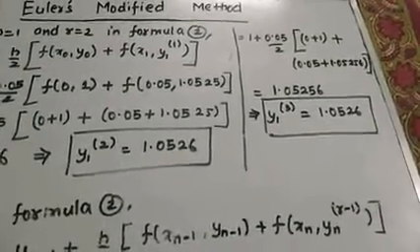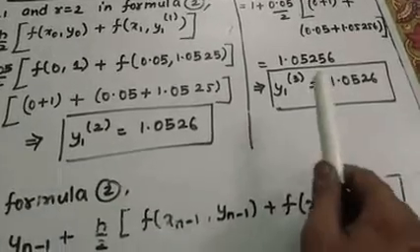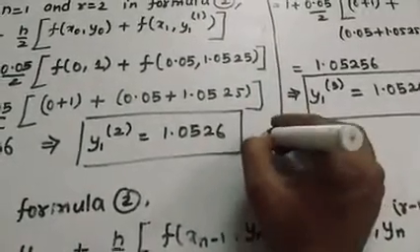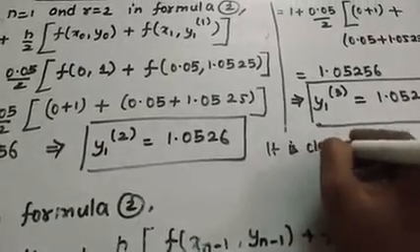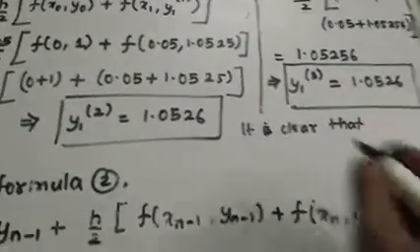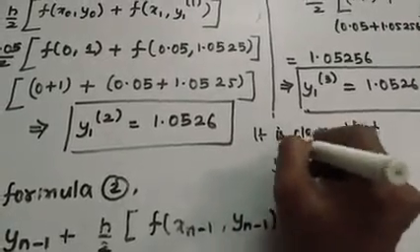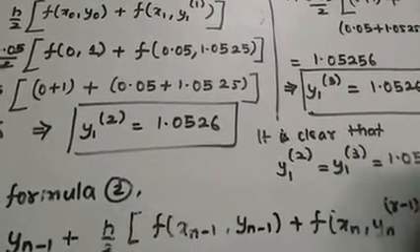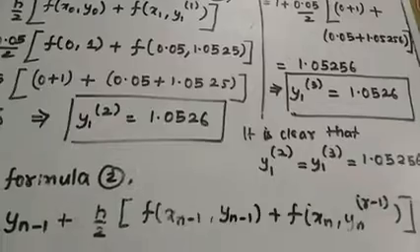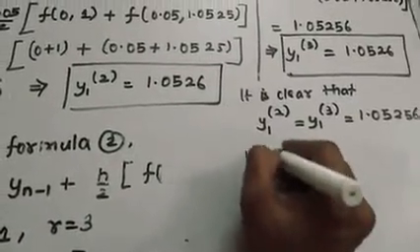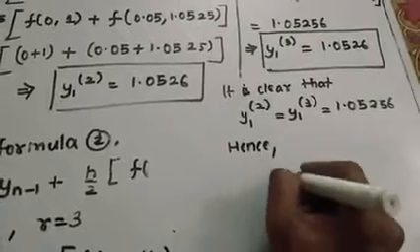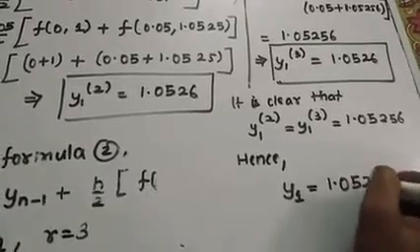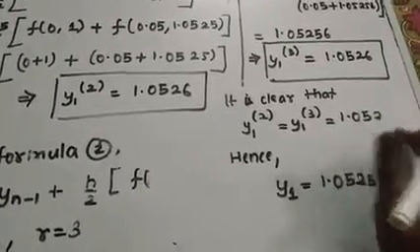So now here we can see that y1 at the second modification and y1 at the third modification are the same. So after that you will write, it is clear that y1 at the second modification equals y1 at the third modification equals 1.05256. Hence, finally your y1 value is 1.0525, this is 6.